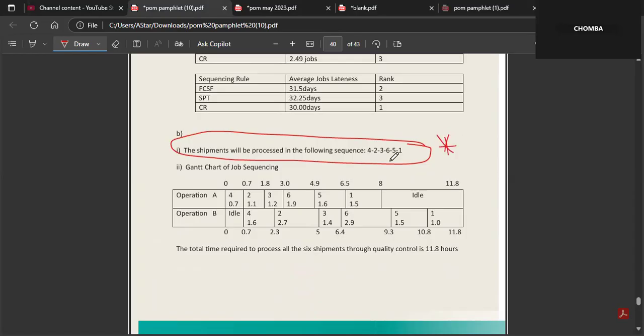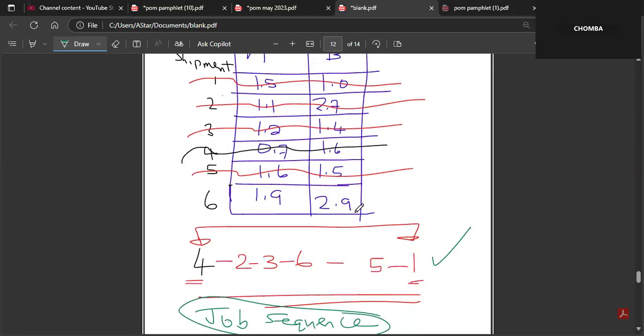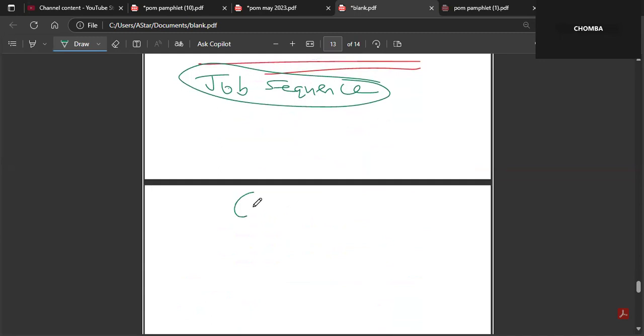Okay, so it's Johnson's rule. The sequence was 4, 2, 3, 6, 5, 1. Let's confirm. This is what we have gotten. So once we get the sequence correct, then well and good. Then you do a Gantt chart. Is it okay so far? Yes. All right. So now let's do a Gantt chart.